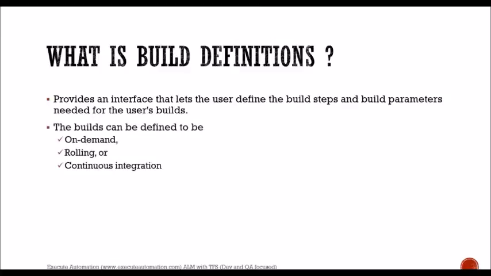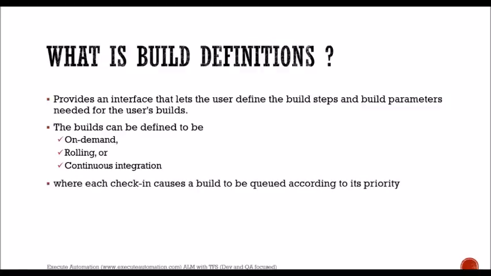So the build can be defined to be on demand, a rolling, or a continuous integration build. So it can be of any type. This is what a build definition is, where each check-in causes a build to be queued according to its priority. This is the greatest benefit of a build definition.